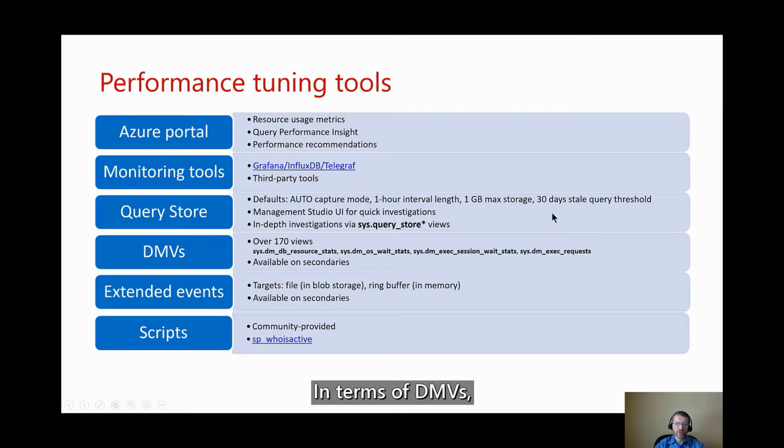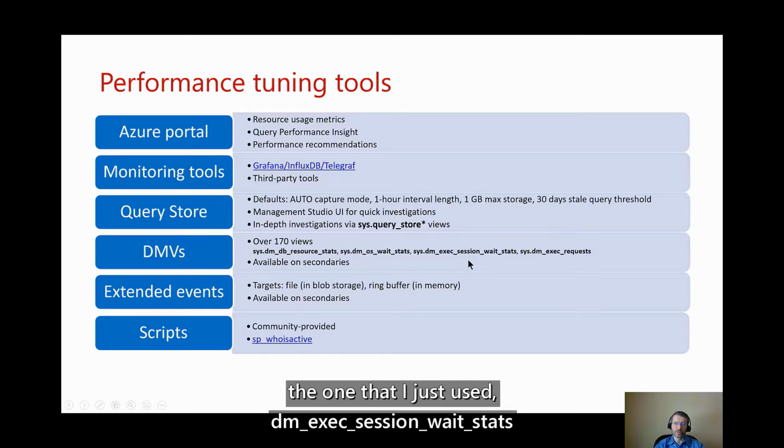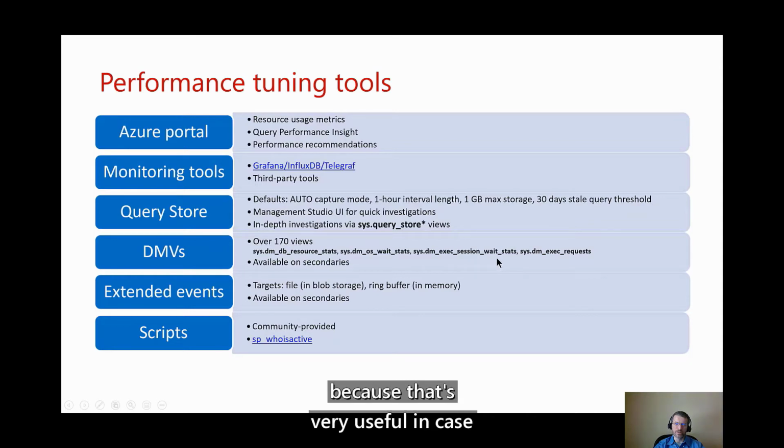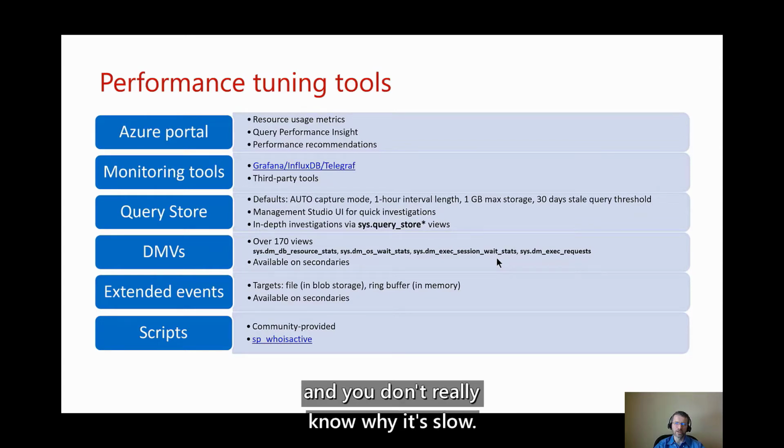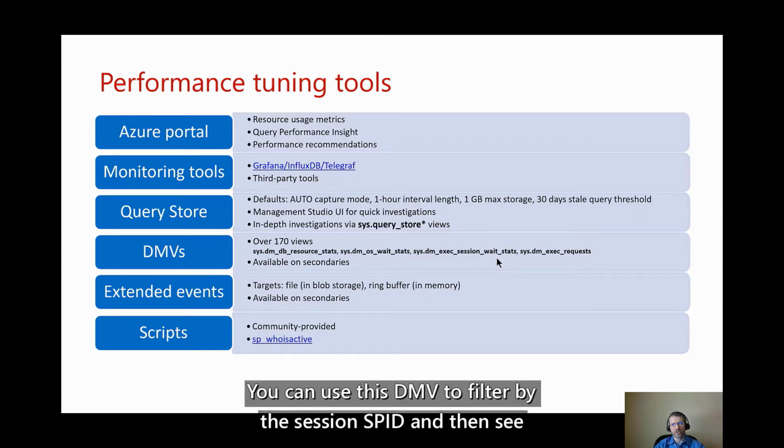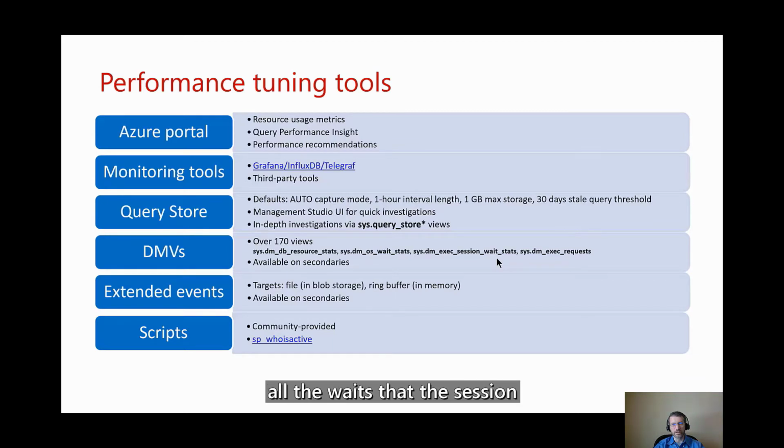Okay, so in terms of DMVs, we have many of them. I mentioned a few that are probably used most commonly. Again, I would like to mention the one that I just used, dm_exec_session_wait_stats, because that's very useful in case you have a query running for a long time and you don't really know why it's slow. So you can use this DMV to filter by the session ID and then see all the waits that the session has accumulated while it was running.